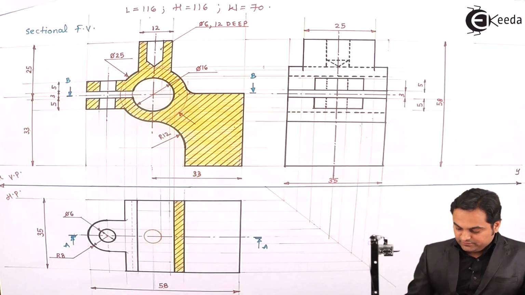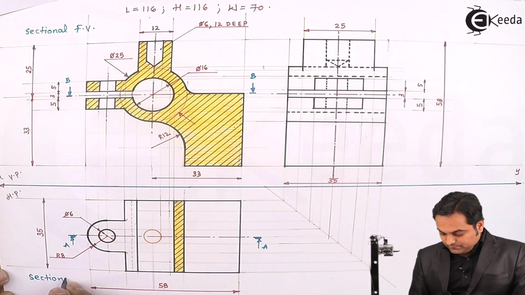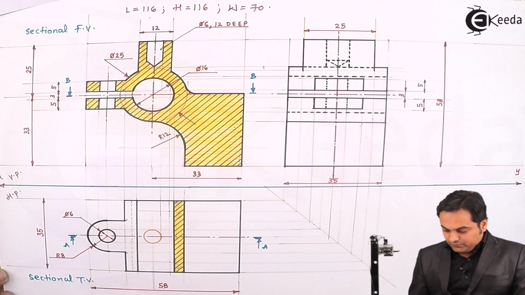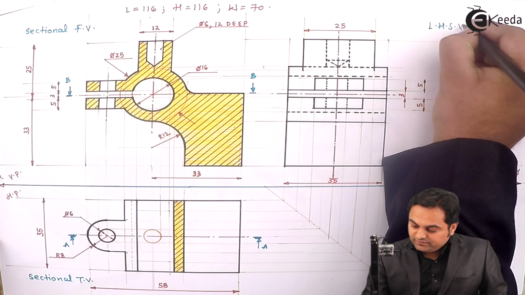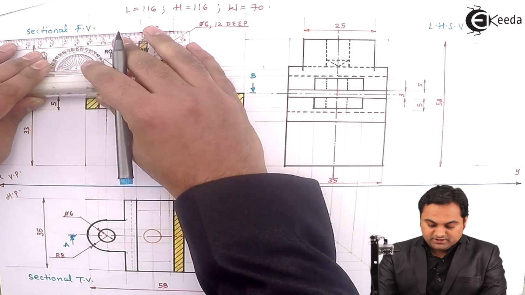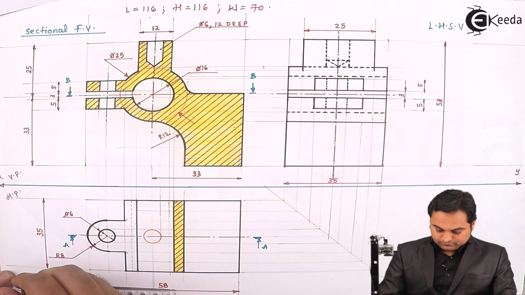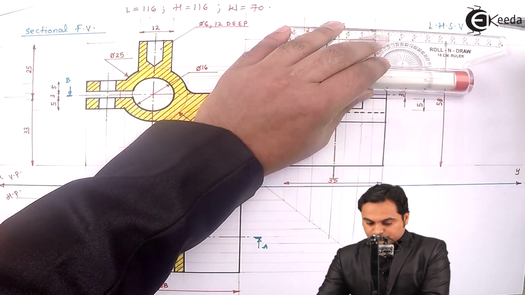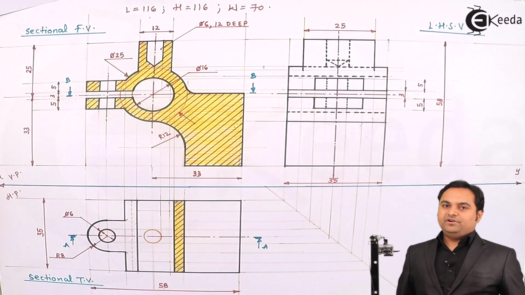This is the sectional front view. Sectional top view. And this is the left hand side view drawn towards the right by the first angle method of projection. And with this, the problem gets completed.